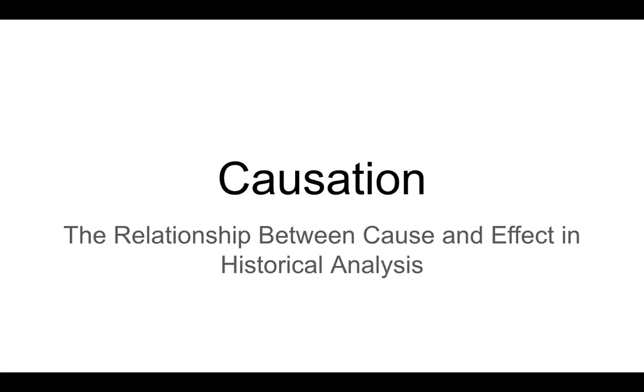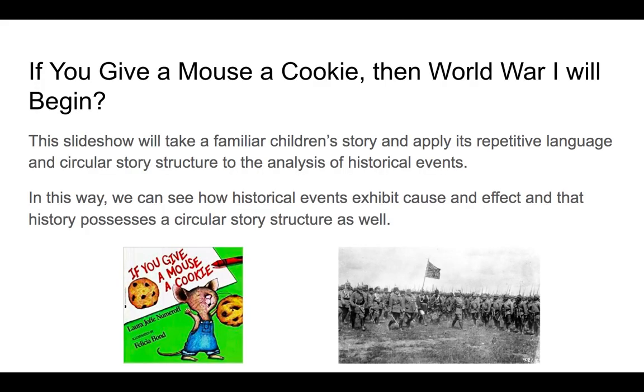Causation, the relationship between cause and effect in historical analysis. If you give a mouse a cookie, then World War I will begin. This slideshow will take a familiar children's story and apply its repetitive language and circular story structure to the analysis of historical events. In this way, we can see how historical events exhibit cause and effect, and that history possesses a circular story structure as well.